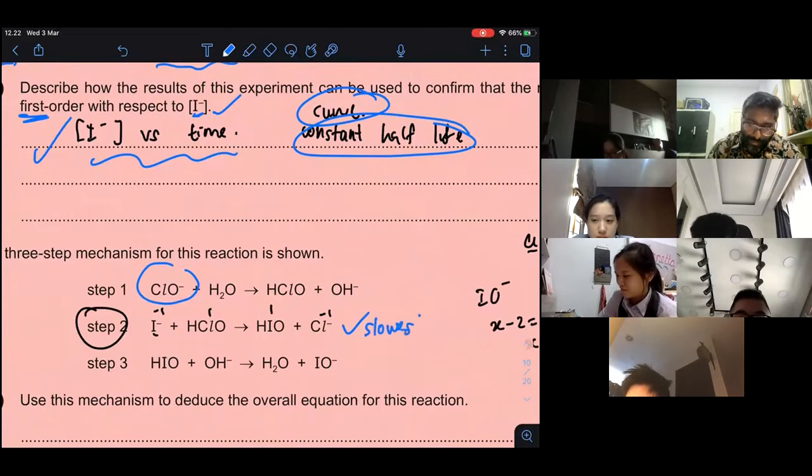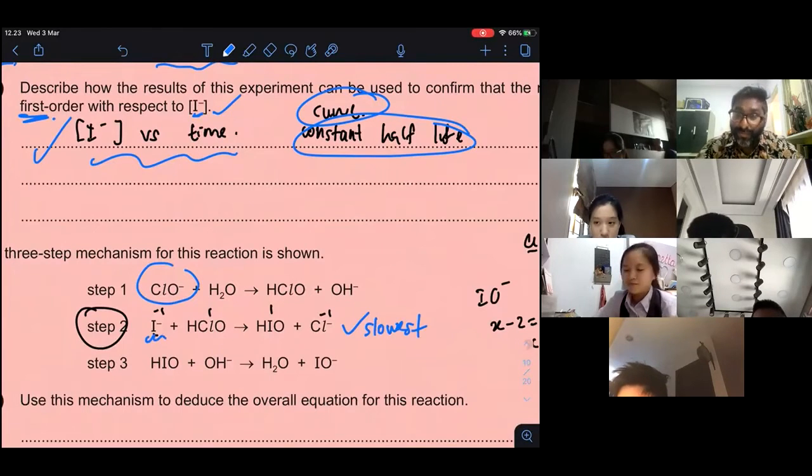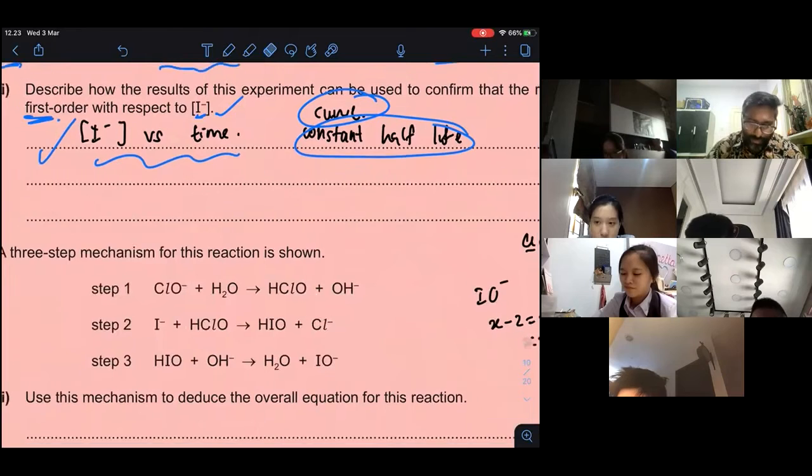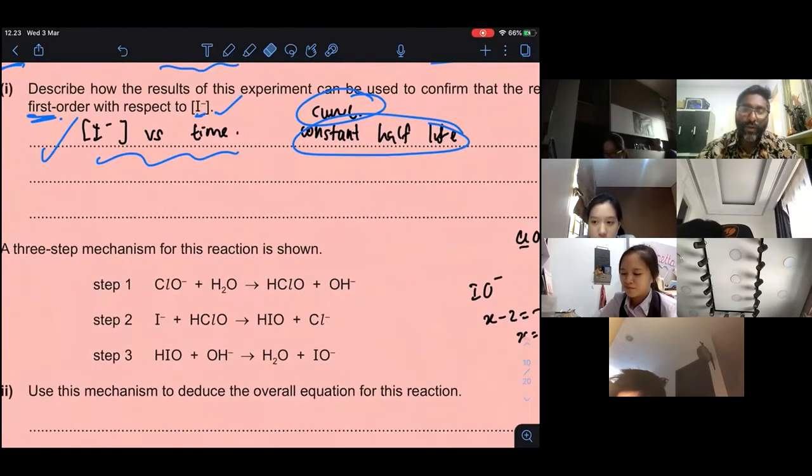Why? The slow step must be the one involved in the rate equation. So I minus is here, so that is going to be the slowest step. They didn't ask that. What they are asking now is to use this mechanism to deduce the overall equation. This is very easy.